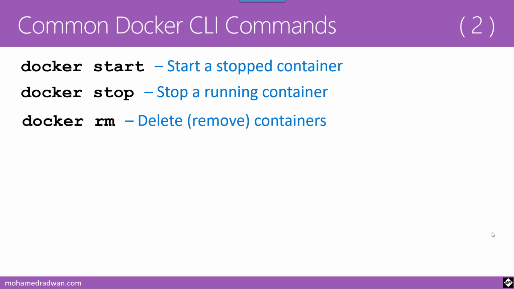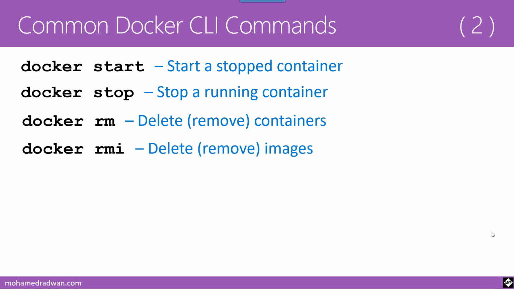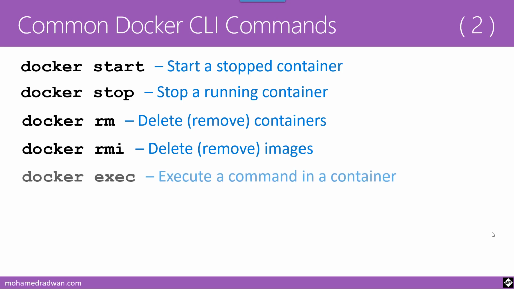Docker stop, it will stop a running container using the name or the ID. Docker rm, this will delete or remove the container, because as we will see in the coming slides about the workflow, stopping a container doesn't remove the container, it just stops it from running in memory. Docker rmi, this will delete or remove the image completely from your machine. Docker exec, this will execute a command in the container. Just think what is the command you want to execute when the container runs.